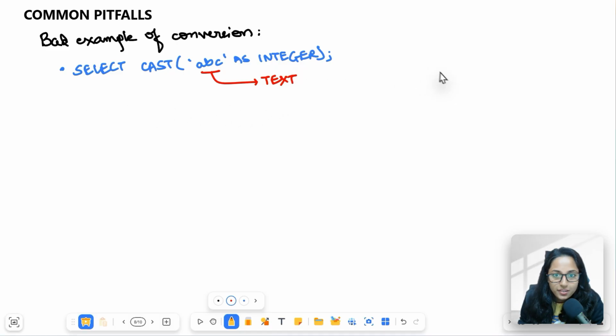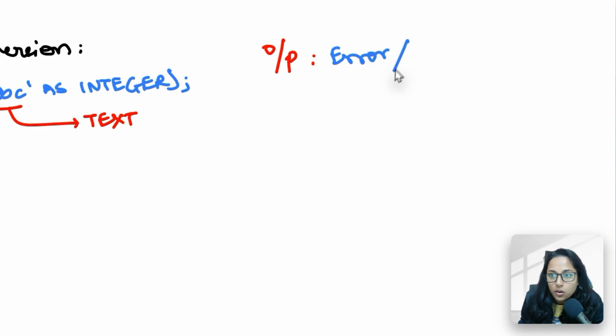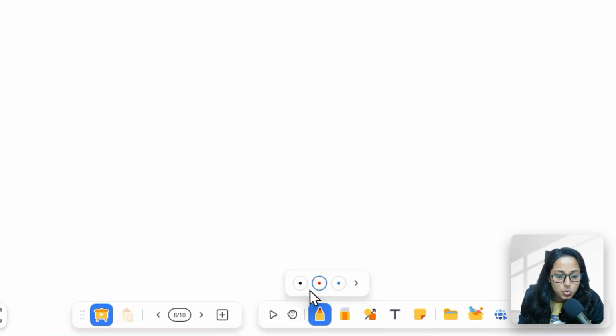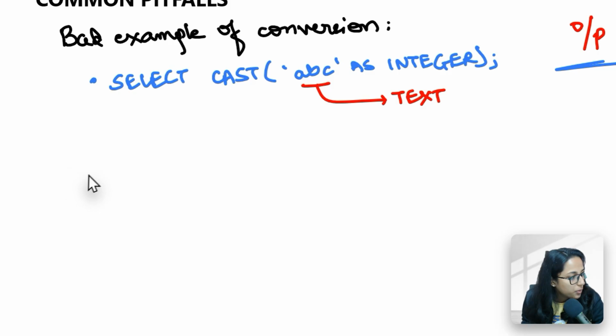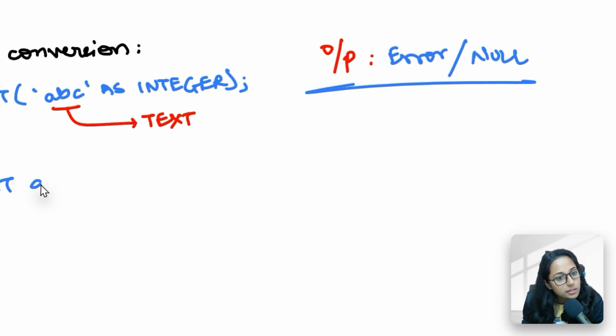So here the result would come out to be, let me write here, my output would be error, or I can say null. Because you can clearly see, right, ABC cannot be converted as integer. So cast usually, okay, let me write down some points. So these are some important points, I would say.